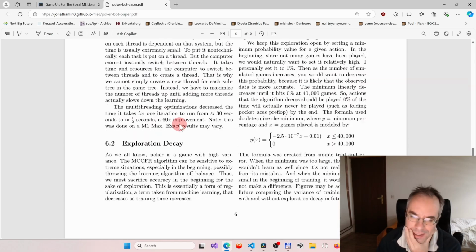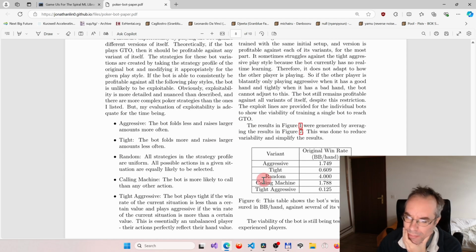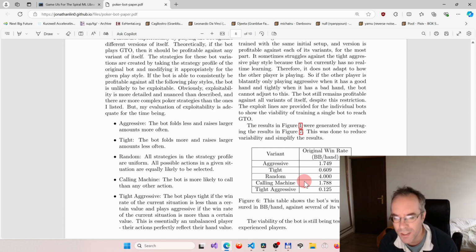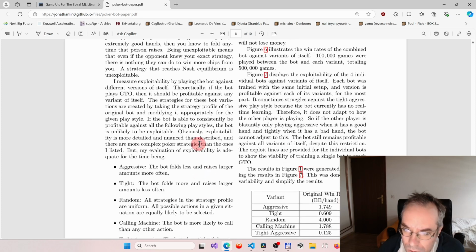So maybe instead of even implementing bucketing, we can see that this tight aggressive player has a 0.125. Maybe if we implemented something like this, it would be good as a baseline for training agents with evolutionary algorithms. Okay, let's see what he says here. The bot plays tight if the win rate of the current situation is less than a certain value, and plays aggressive if the win rate of the current situation is more than a certain value. This is essentially an unbalanced player. Their actions perfectly reflect their hand value.